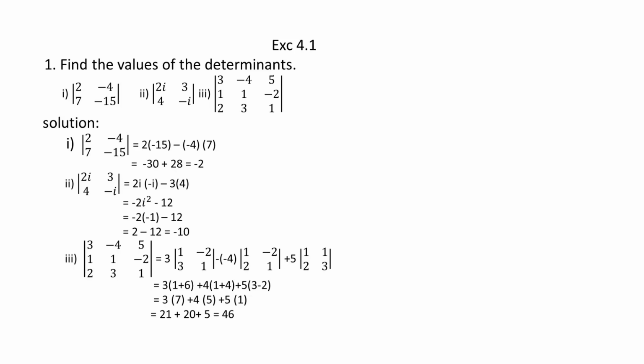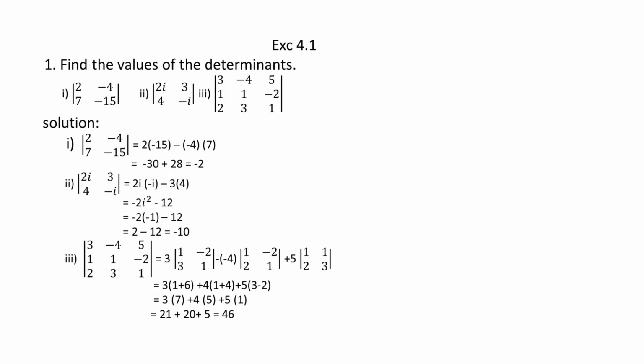Similarly, we have 3 and its position is 1 2. The first 1 indicates the position of row, whereas 2 indicates the position of column. 4, its position is 2 1, where 2 indicates the position of row and 1 indicates the position of column. Minus i, its position is 2 2, where the first 2 indicates the position of row and the second 2 indicates the position of column.